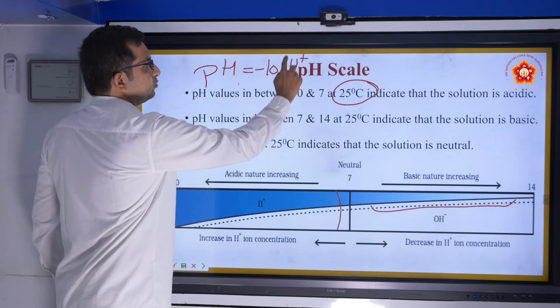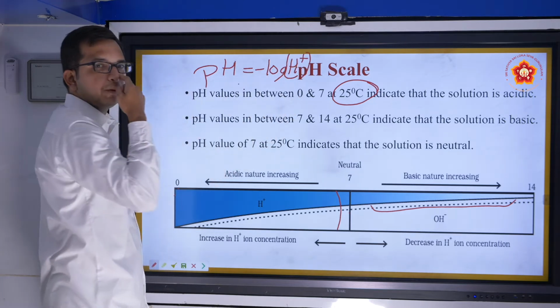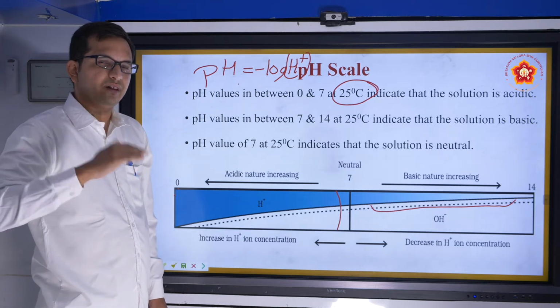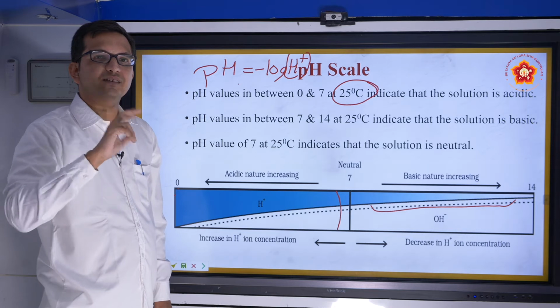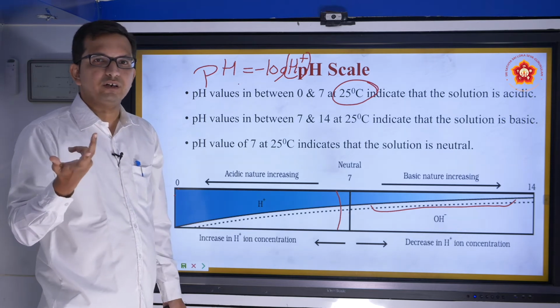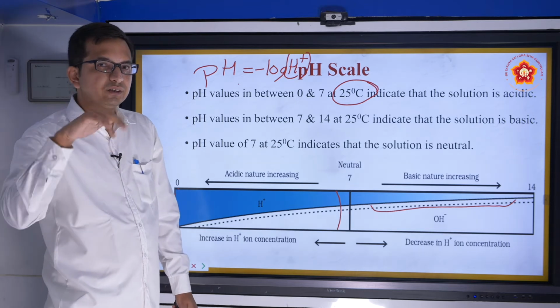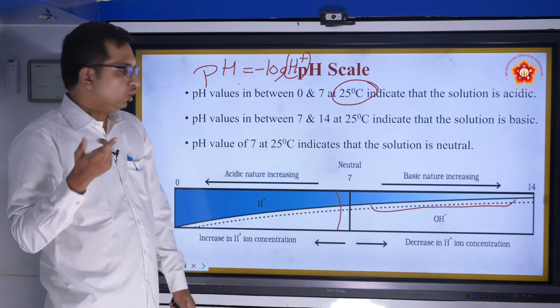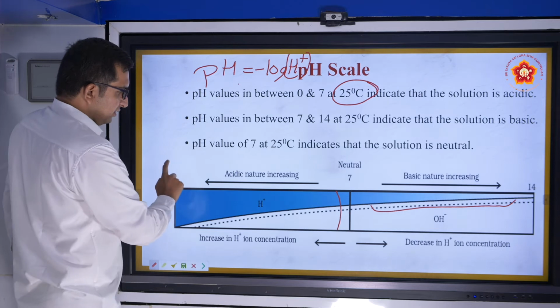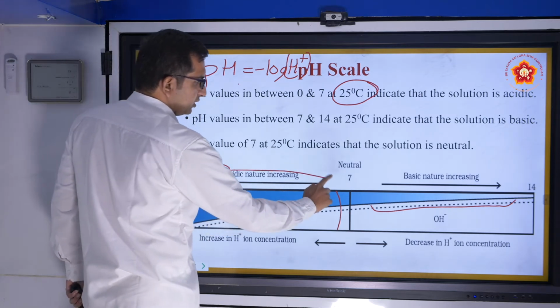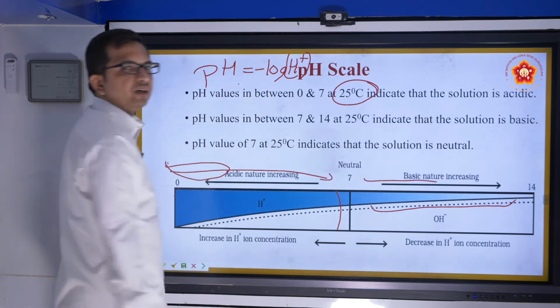So the moment it is minus log H plus, if H plus is decreasing, which means that acidity is decreasing. And acids and bases are exact opposites. We have seen that already. They are perfect opposites. So when H plus is decreasing, it means basicity is increasing. So you can see that these parts are highly acidic. Acidity goes on decreasing, but basic nature goes on increasing.